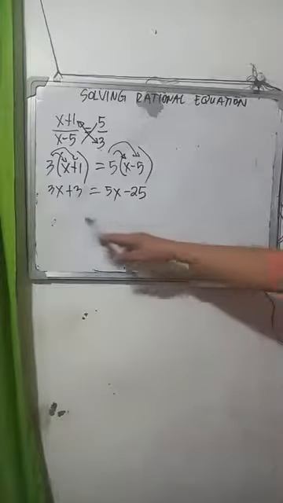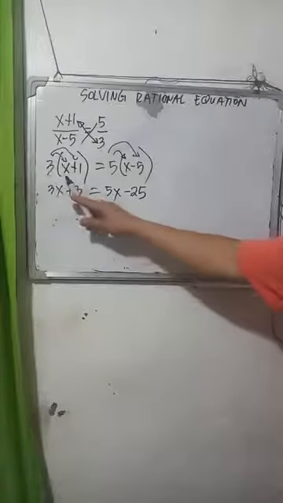Next, combine natin yung like terms. Okay, ulit. Saan na yan? Okay. So we have, dito na tayo.